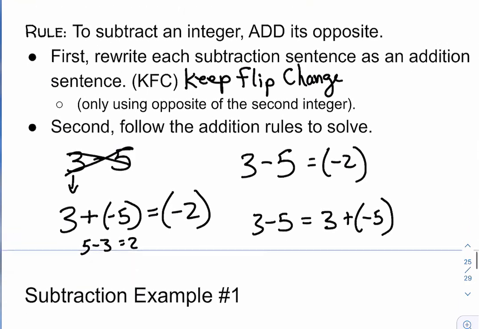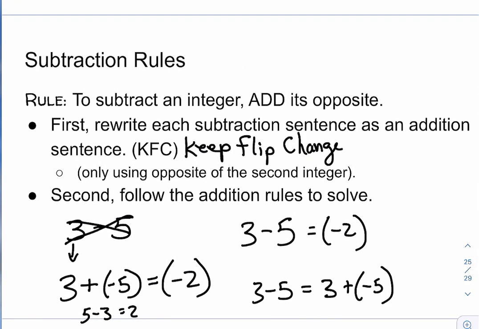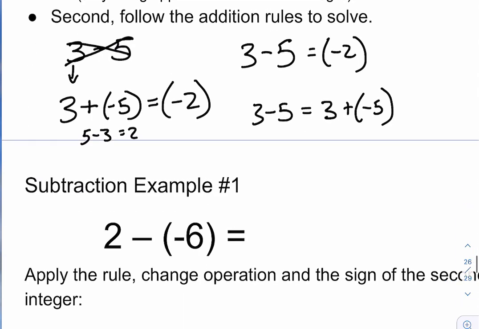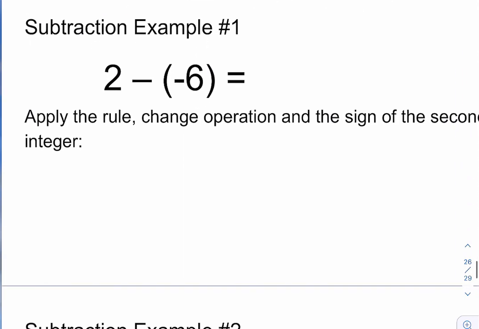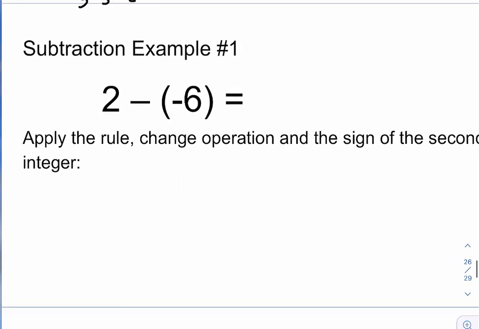Let's look at another one here. Remember the keep, flip, change, or remember that you are swapping it to add its opposite. The next subtraction example is 2 subtract negative 6. So apply the rule: change the operation and the sign of the second integer. I'm going to keep the first integer, change it to addition, and change this one to its opposite. The opposite of negative 6 would be positive 6. And now I would add those together.